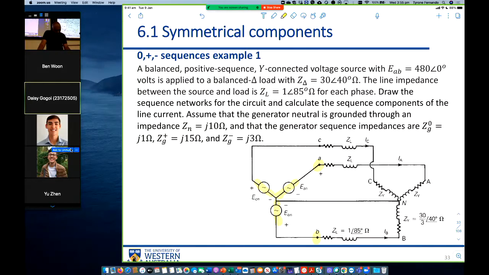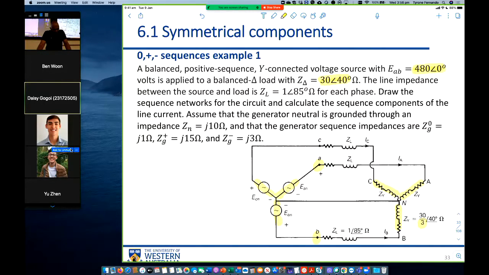So VAB is 480 angle 0, that's the line-to-line voltage, applied to a balanced delta load which has impedance 30 angle 40. That delta load has been connected to Y, and when we convert a delta to Y, we divide the impedance by 3. Since it's a delta, the neutral point is not connected to the ground. That's an important point to note.